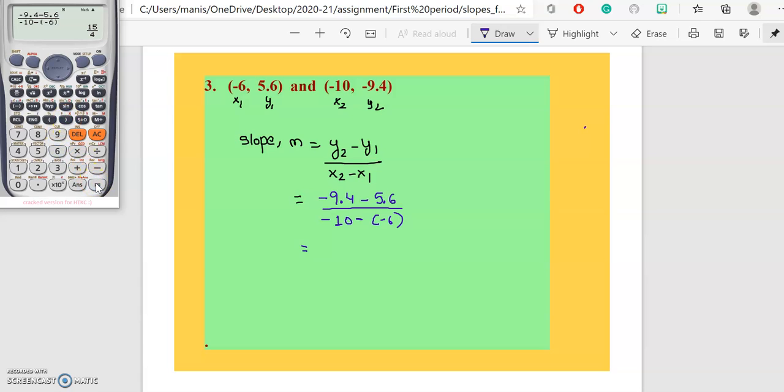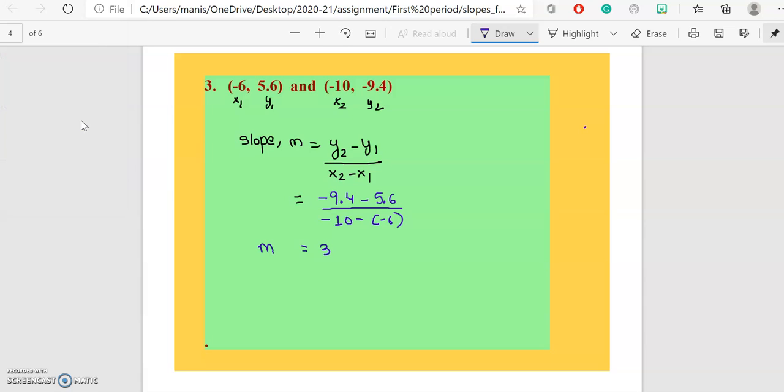15 over 4, or you can, when you press this button, it gives you the answer in decimal, 3.75. So my value of m is what? Value of m is 3.75. Now my question to you is this: is it a positive slope, negative slope, zero slope, or undefined? You are right, it's a positive slope because it is what? It is a positive number, it's a positive slope. If the answer was 0, then we would have said no slope.